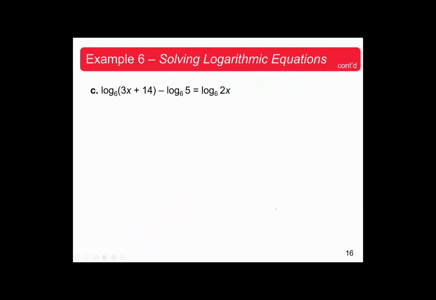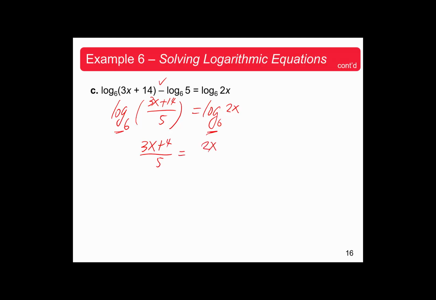Let's look at part C. Log 6 of 3x plus 4 minus log 6 of 5 equal log 6 of 2x. So first of all, you're going to turn the subtraction into a division. So log 6 of 3x plus 4, same base, right? So it turns into a quotient, equal to log 6 of 2x. Now again, same base. That means according to the one-to-one property, the arguments must be equal.